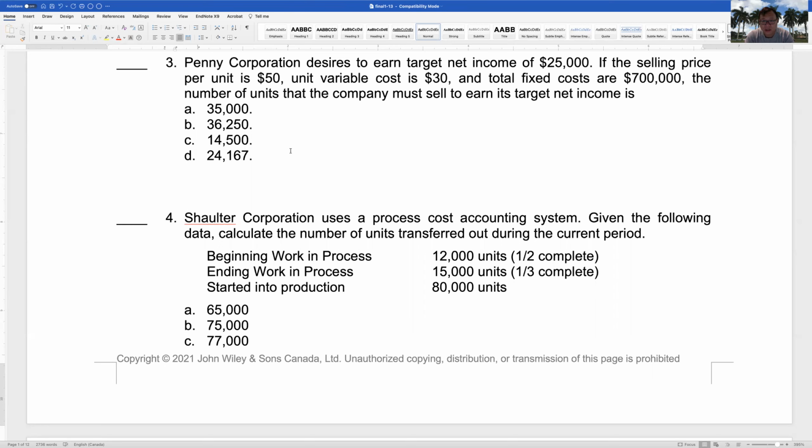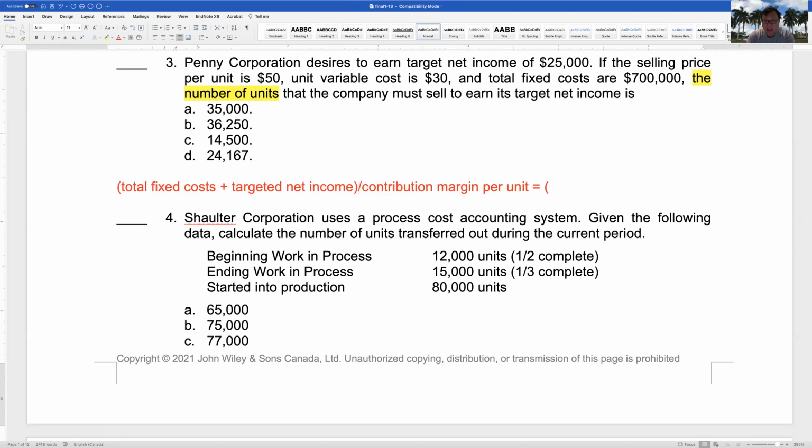The formula would be your total fixed costs plus targeted net income, and we are asking for the number of units, so we divide it by the contribution margin per unit. That's the formula. I believe that you already know this from before.